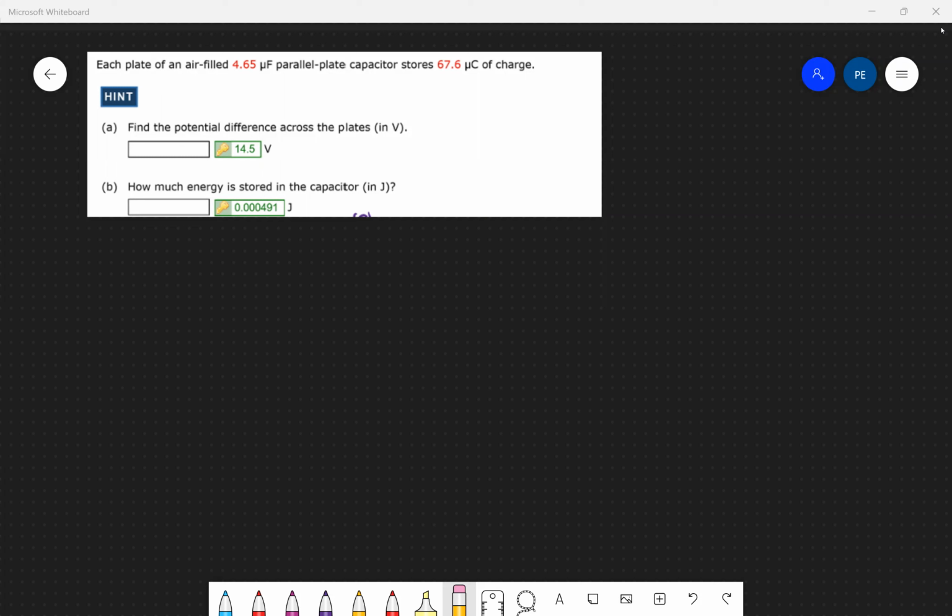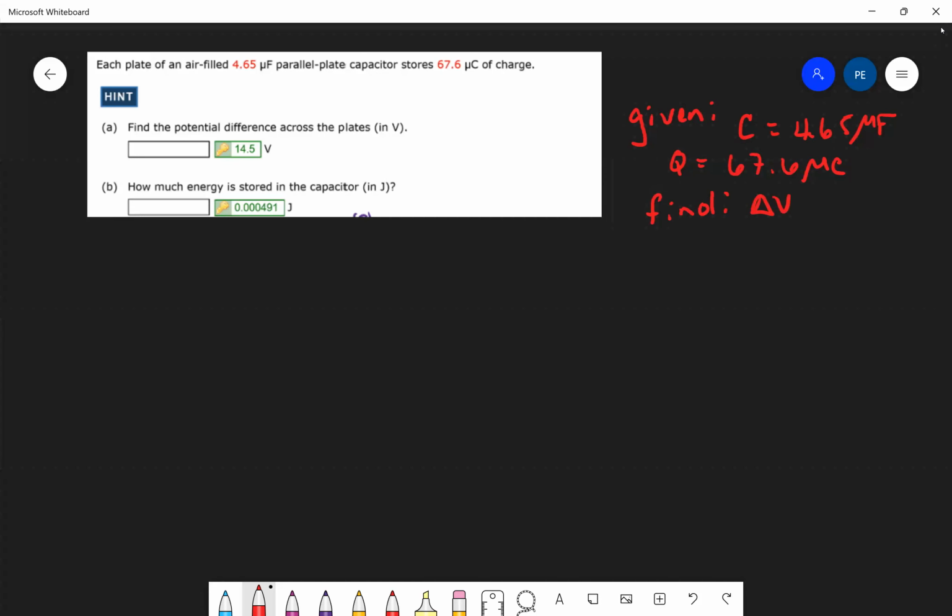So let's solve this. The first thing we want to do is list the things that are given. So what's given here? We have a capacitance that's equal to 4.65 microfarads. We also have a charge. The charge is equal to 67.6 microcoulombs. And what we want to find is the potential difference.